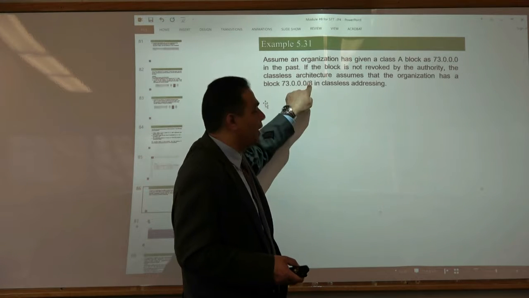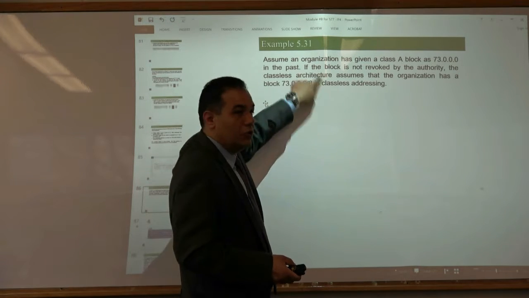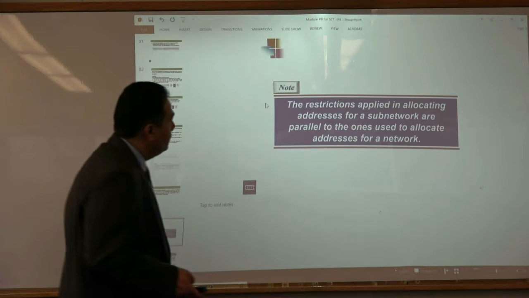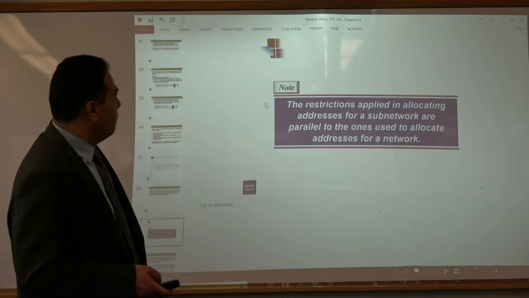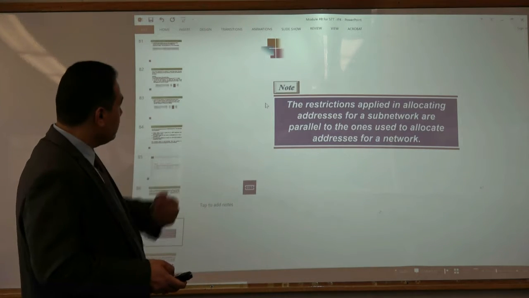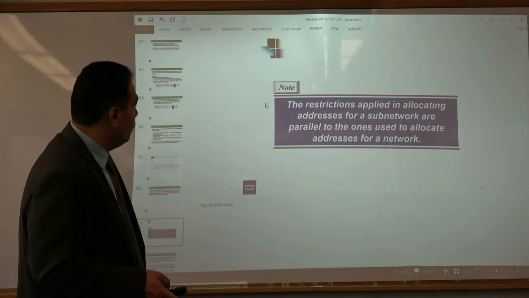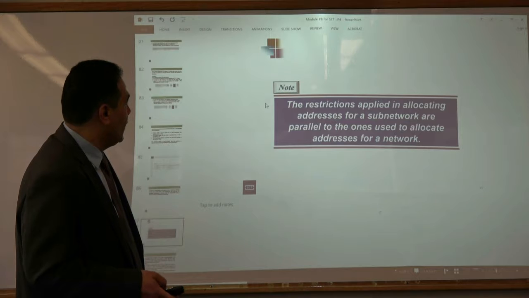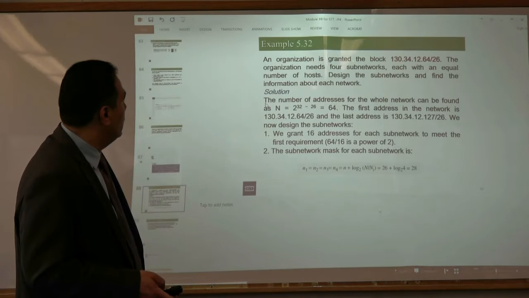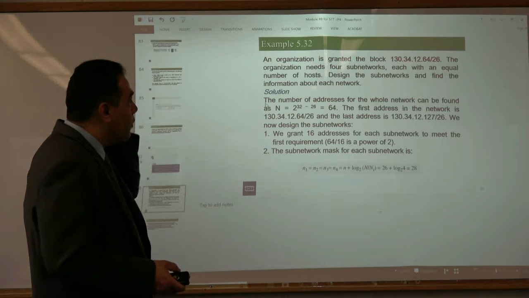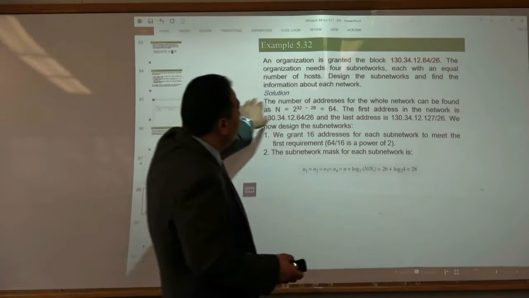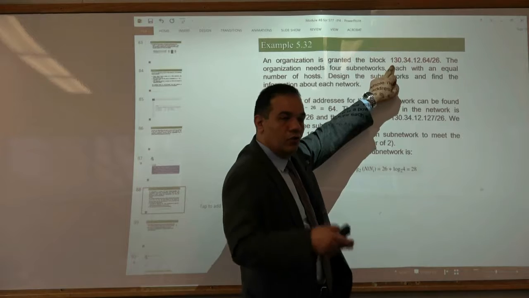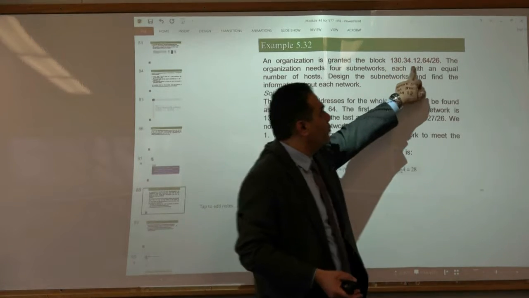the classless architecture assumes that the organization has 73.0.0.0/8, right? Which is a class A. So the restrictions applied in allocating addresses for a subnetwork are parallel to the ones used to allocate addresses in the network. Anyway, so let's take this example quickly. The organization is granted the block. So some organization, your organization, is granted this block.